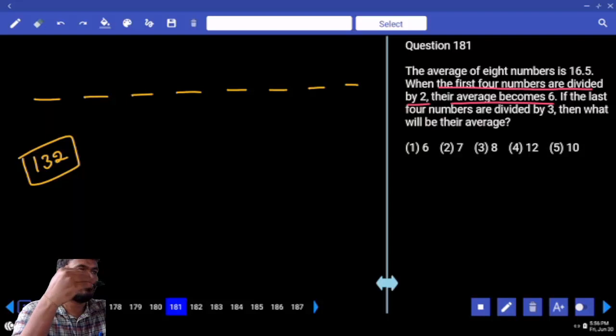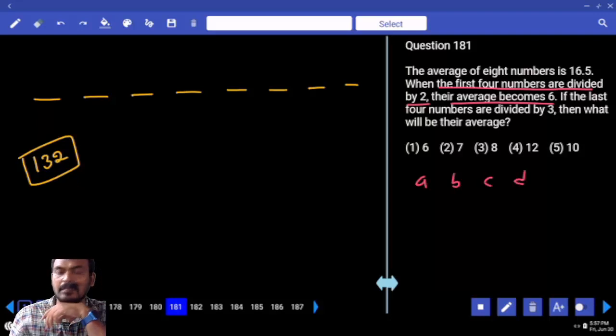When the first 4 numbers are divided by 2, their average becomes 6. Each number is divided by 2, and we get the average 6. So before dividing, the average of A, B, C, D is 12. Suppose the average is X. If each number is divided by 2, the new average is X by 2 or X?